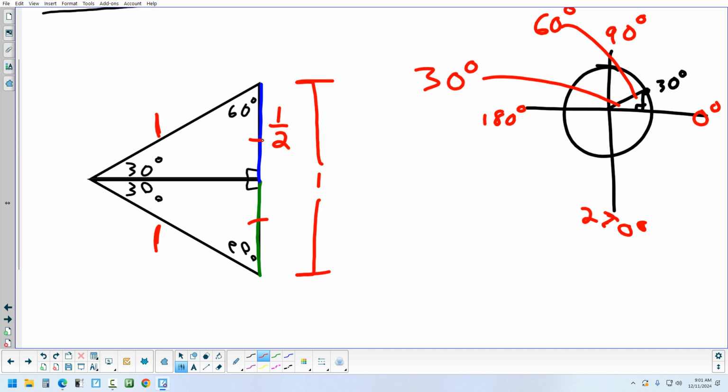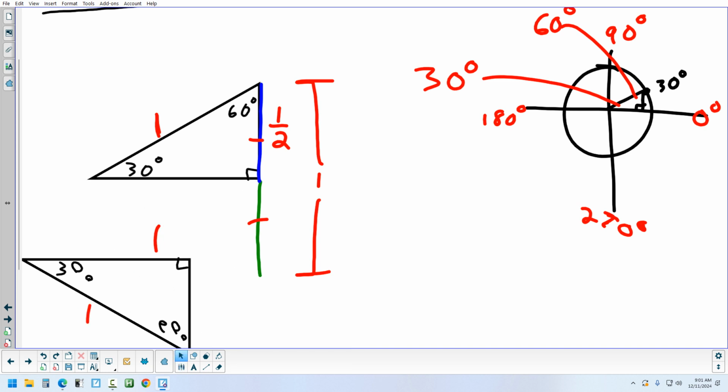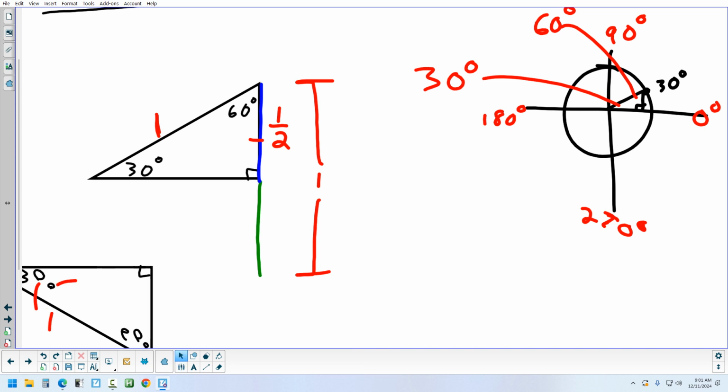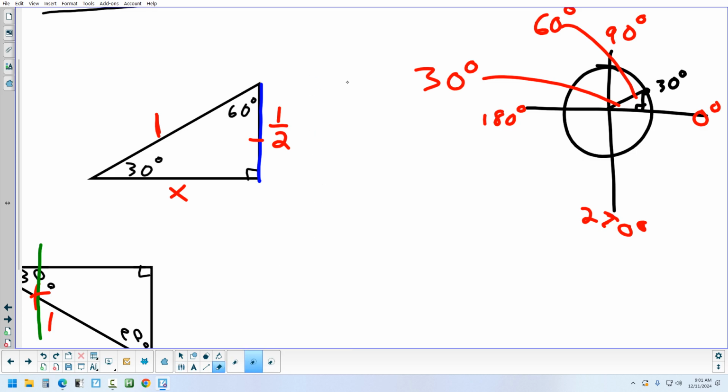Now that I've got that, I'm going to move the bottom triangle out of the way. I still don't know the bottom side, but what could I call the bottom side now? Sure, x, or any other variable. Now we can just call the bottom side x. And what theorem can we use to figure out the bottom side now? The Pythagorean theorem. Yes, we can use the Pythagorean theorem. Why can we use it now but we couldn't before?